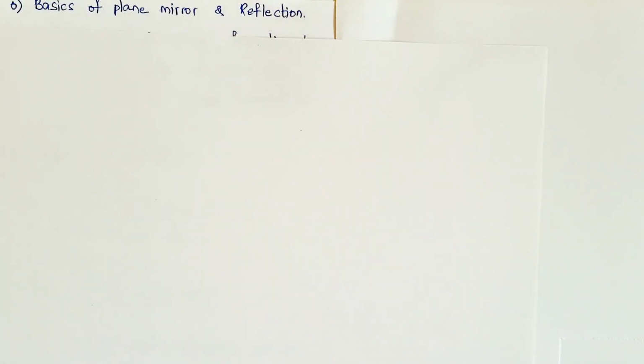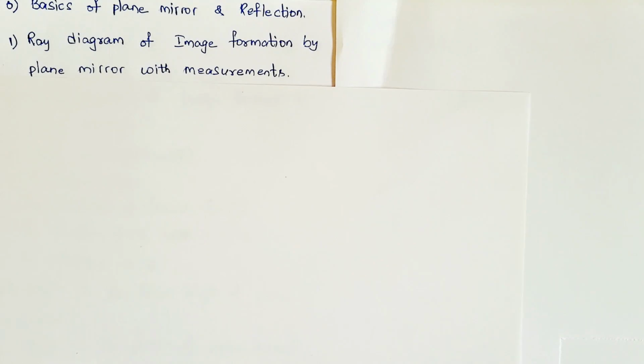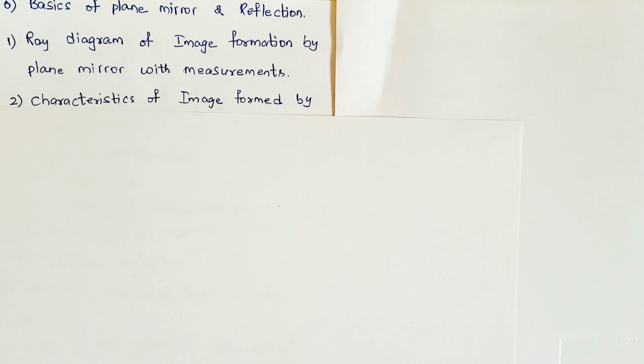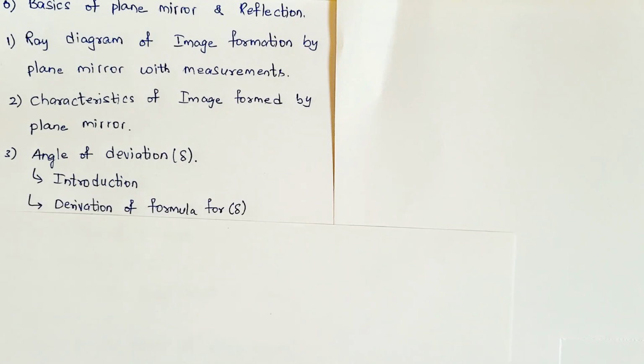What are those? First, in today's class, I'll give a glimpse of what we are going to study. First, we are going to study basics of plane mirror and reflection, right? And afterwards we are going to study ray diagram of image formation by plane mirror with measurements. Afterwards we are going to study characteristics of image formed by plane mirror, and afterwards we are going to study what is angle of deviation, what is the basic introduction of angle of deviation, and what is the derivation of formula for angle of deviation, and how the angle of deviation varies with the angle of incidence.